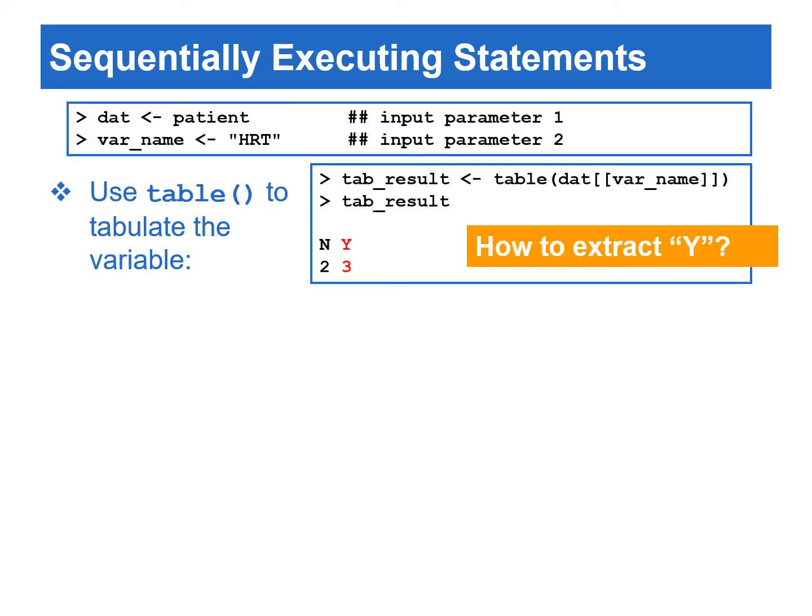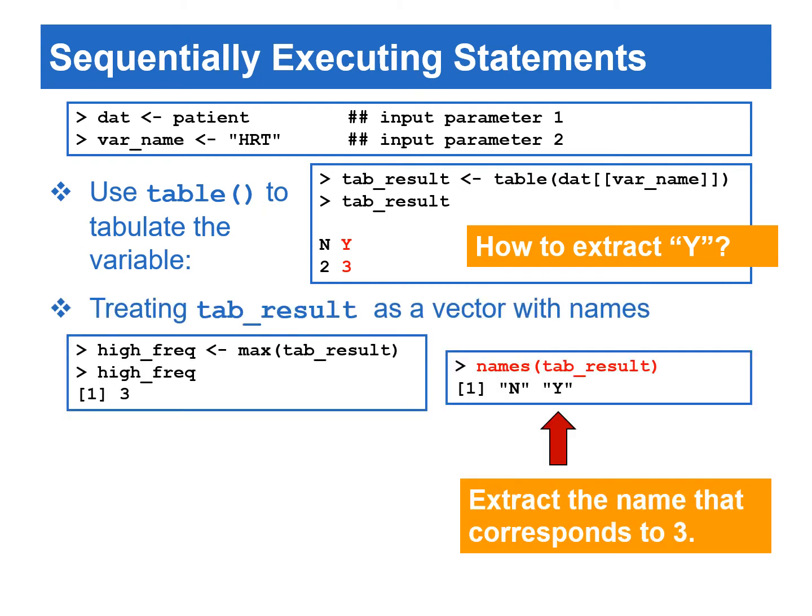Before we write this function, we need to set up the input parameters first. We can assign patient to the dat parameter, and HRT to var name. First, we use the table function to tabulate HRT. The next step will be extracting the value y, which is the value of the highest frequency.